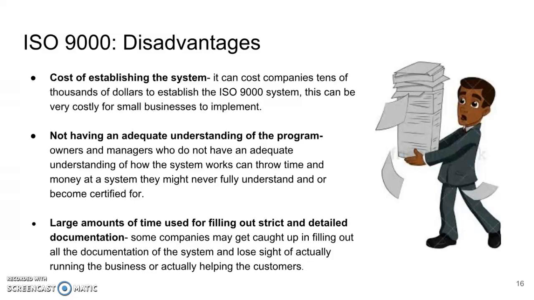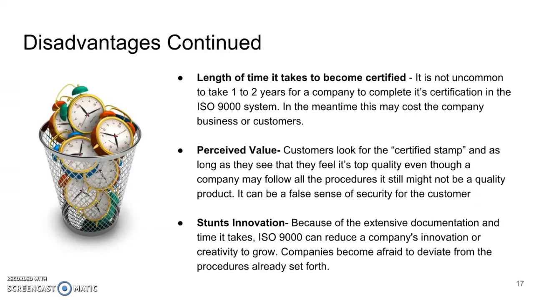There's a lot of time that goes into documenting and auditing to stay compliant. There's a long length of time that it takes to become certified. In order to get your organization up to speed, it can take 1 to 2 years. There's also that perceived value. Customers are looking for that certified stamp. They're associating it with higher quality. And if you can't meet their higher quality expectations, that might lower their perception of you and of the certification.